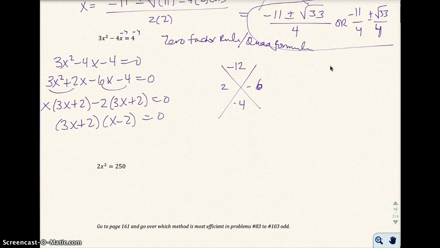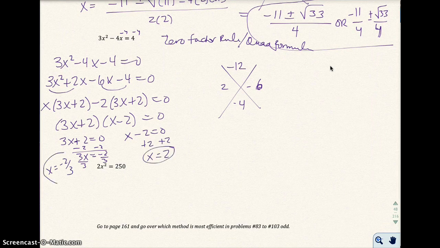So if I set each factor equal to 0, I get x equals negative 2/3. And I add 2 to both sides here, I get x equals 2. So I get 2 solutions. If you had done the quadratic formula on this one, it'd be a little bit harder to get the fractional values. I mean, you can get them, it's just much easier to get this using the 0 factor rule. This is the one where I use the 0 factor rule. If this had not factored, then I would have done the quadratic formula.